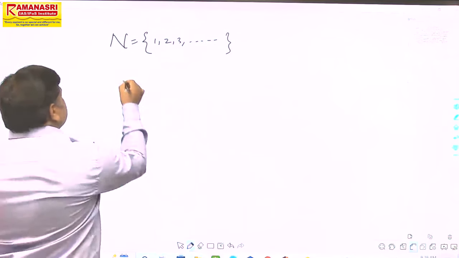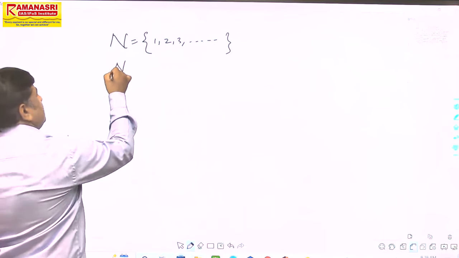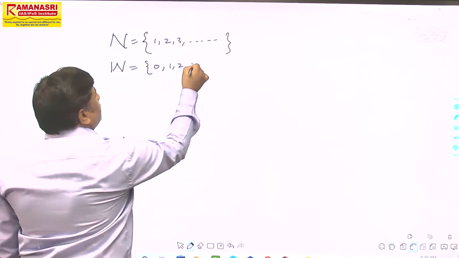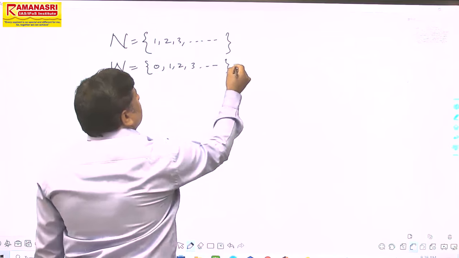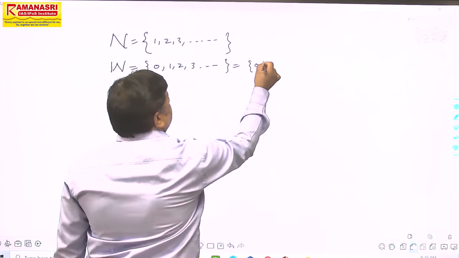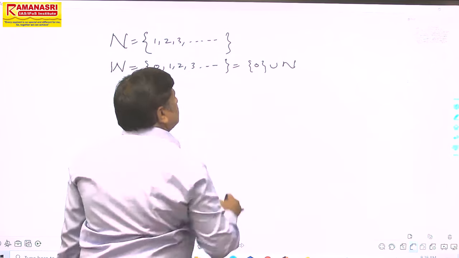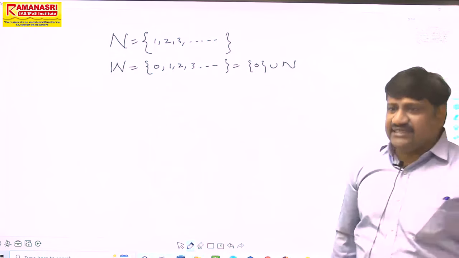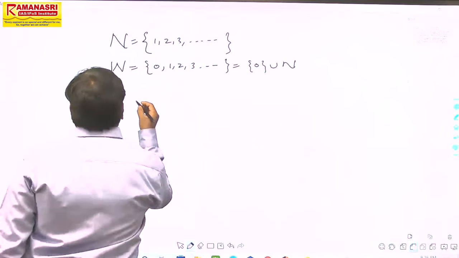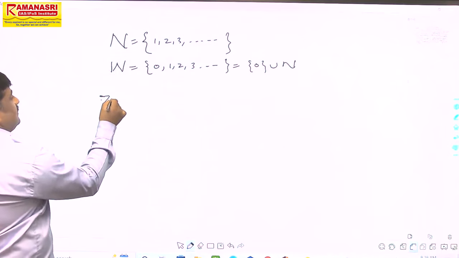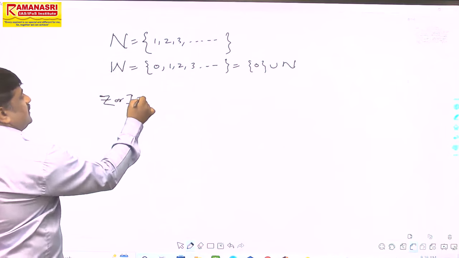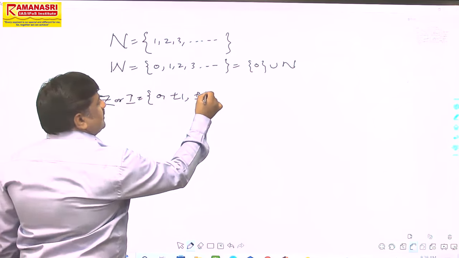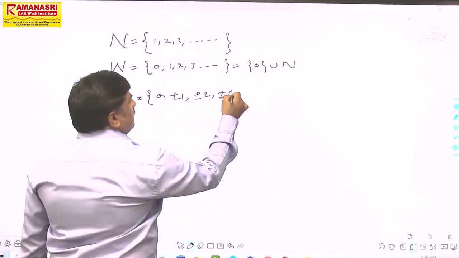These are the natural numbers or counting numbers. Okay, next, whole numbers we are not treating as a number system. Whole numbers include 0, 1, 2, 3. That's it. Nothing but I can say singleton 0 union natural numbers. This is the whole numbers we can call it. And we have integers, I or Z. Integers are 0, plus or minus 1, plus or minus 2, plus or minus 3, and so on.